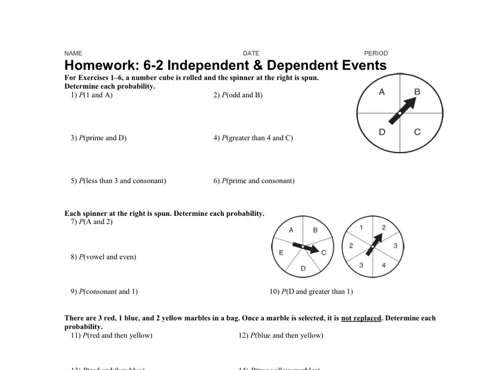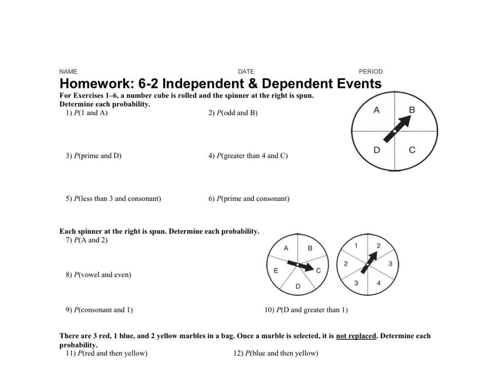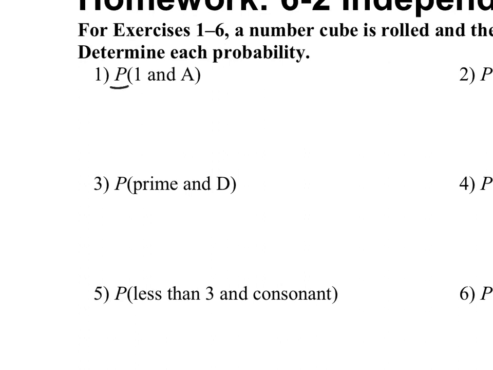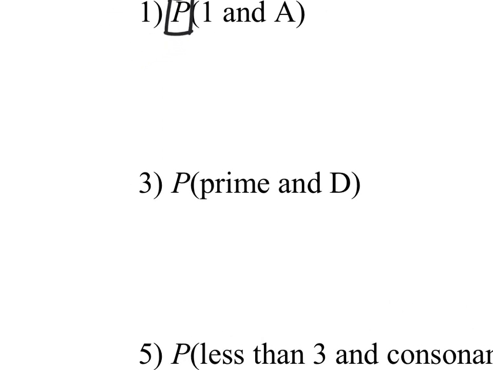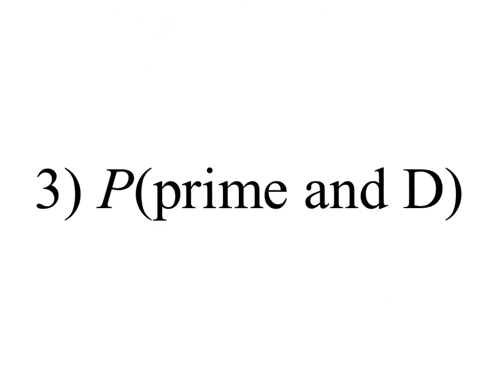Okay, well, you guys are working on this section. This is the actual homework section. Keep in mind, these P's just stand for probability. So it wants to know the probability of getting a 1 and then an A. Number 3 says a prime and then D. Keep in mind, for 1 through 6, your primes, and I'm going to zoom in on here real far, your primes are going to be 2, 3, and 5. Okay?